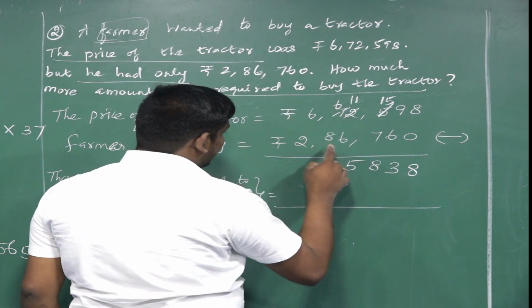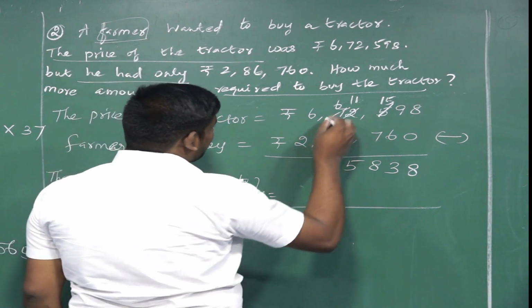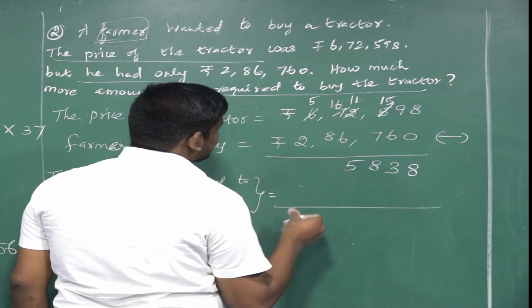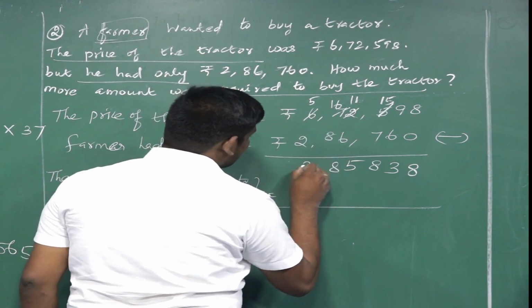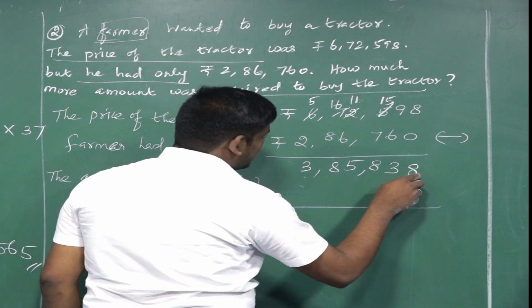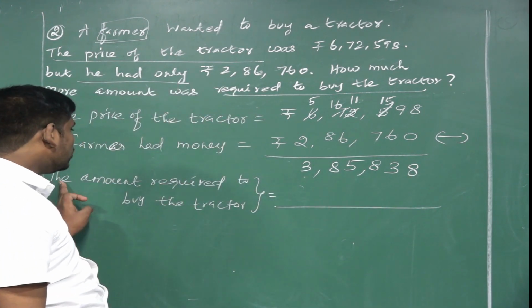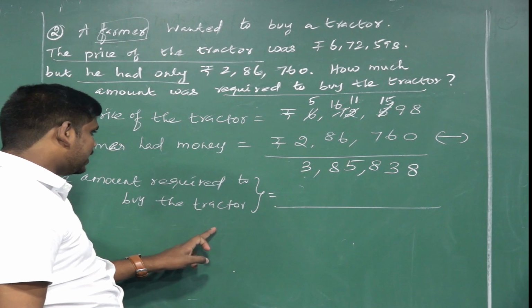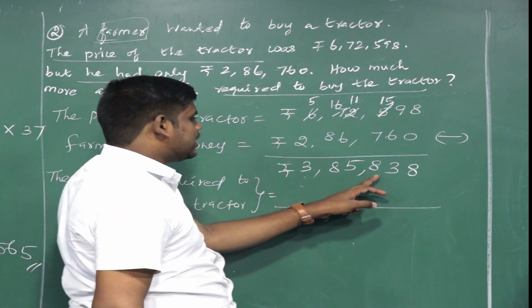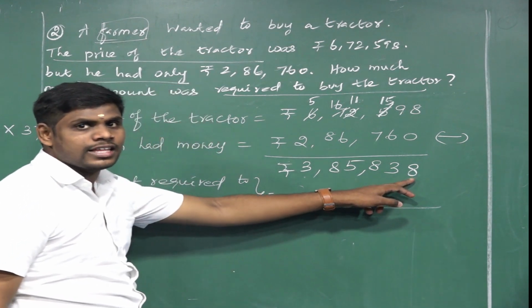Here 6, here 8. So not possible. We get borrow from near. We write 16. Here write 5. 16 minus 8, 8. 5 minus 2, 3. So 3,85,838. So the amount required to buy the tractor is 3,85,838. Thank you, students.